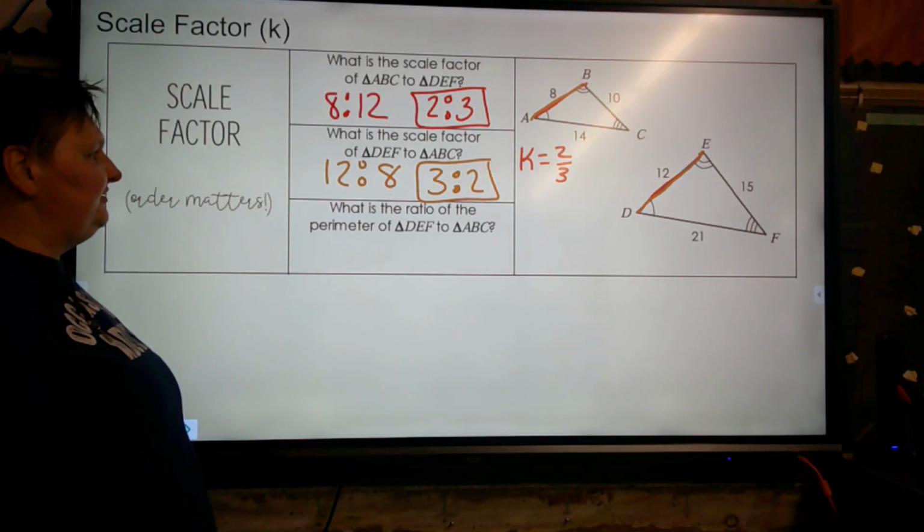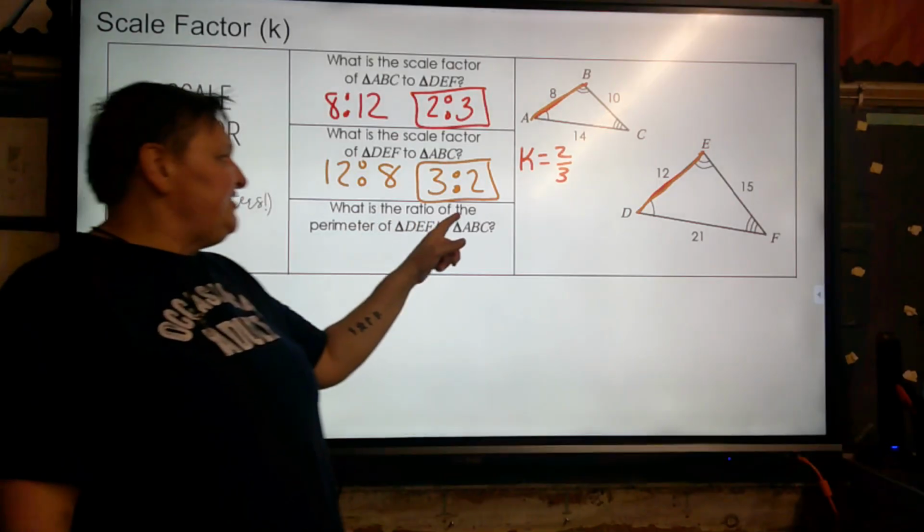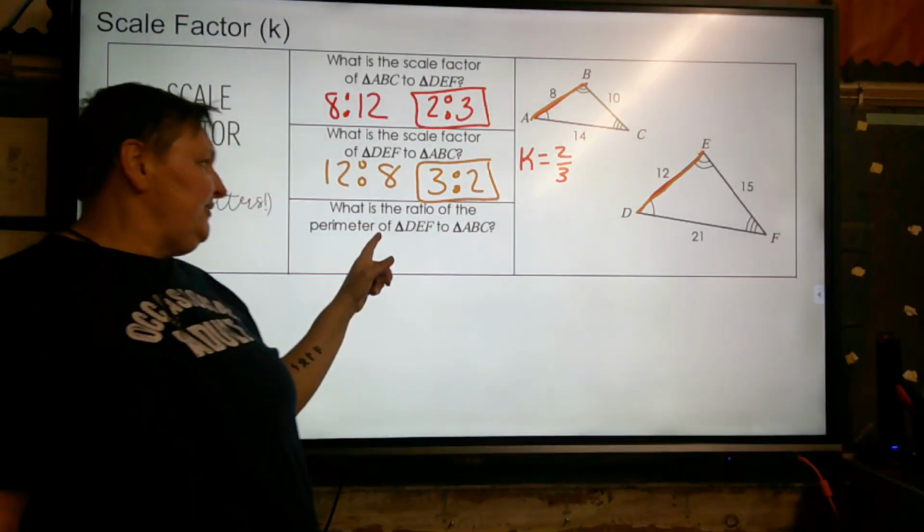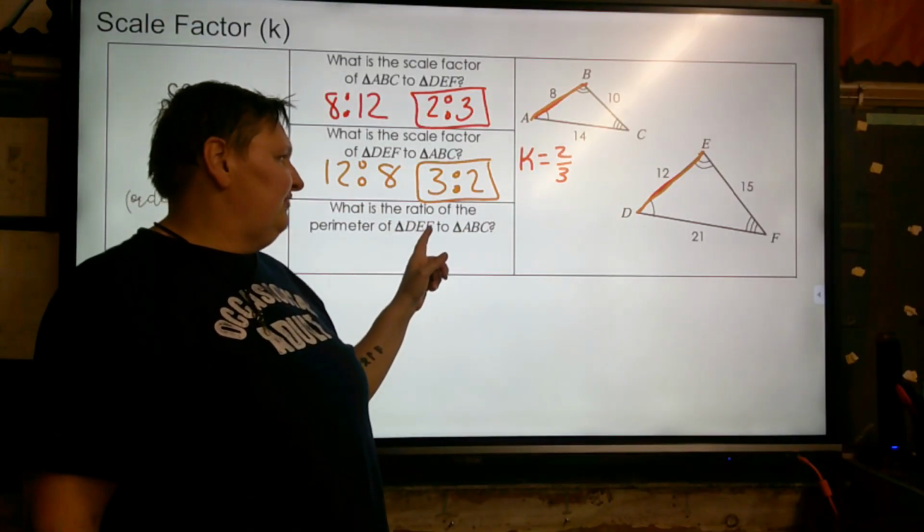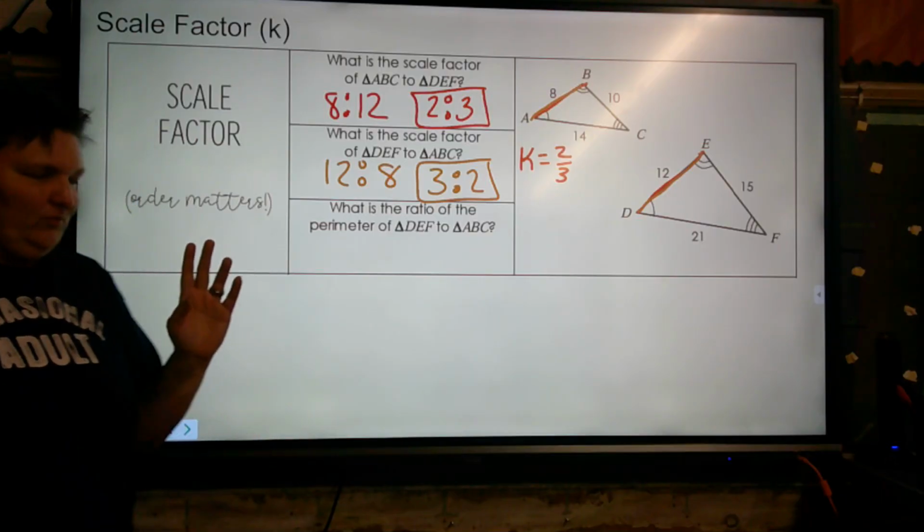It matters. All right, and then it says, what is the ratio of the perimeter of triangle DEF to ABC? So we just learned again what perimeter was.